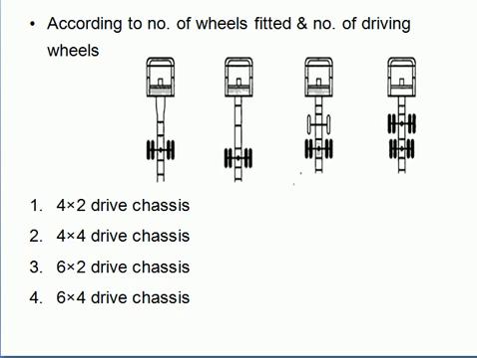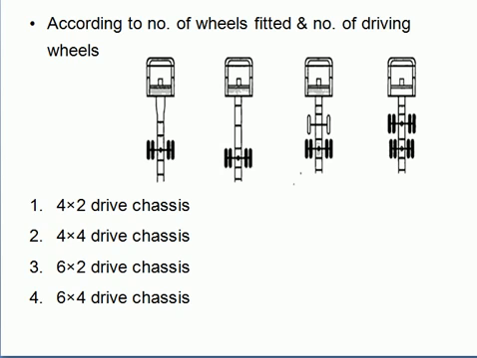There are four types. First one is 4x2 drive chassis. In this, 4 wheels are present. Out of 4 wheels, 2 wheels are drive wheels. Second type is 4x4 drive chassis. In this, 4 wheels are present and all the 4 wheels are drive wheels or driving wheels.